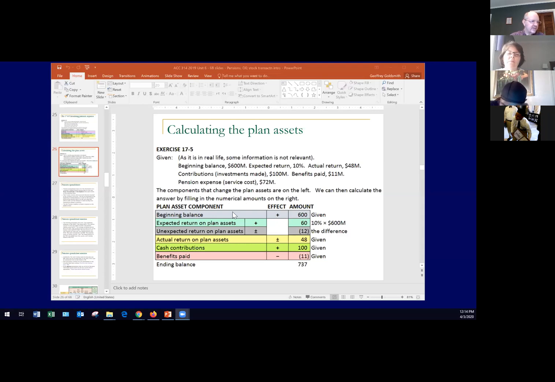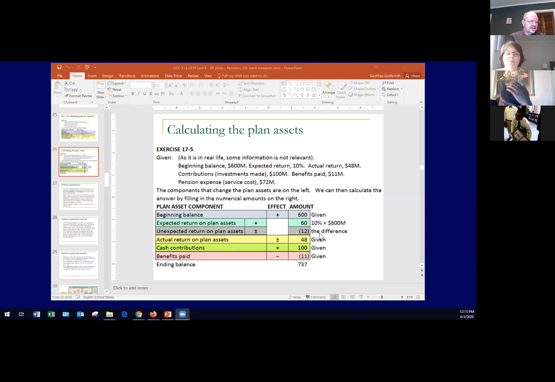So plan asset beginning balance is 600 million. Then actual return on plan assets was 48 million. The expected return was 600 million, beginning balance times 10%, so that's 60. If the actual was 48, that means the unexpected return on plan assets was 12 million.